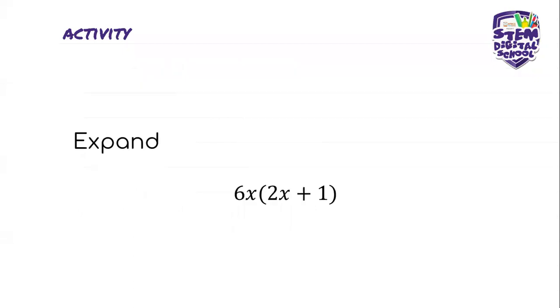Right, that was the end of the previous activity. Now I want you to expand the following. Just expand the following, and then you need to multiply the bracket by the term that is outside the bracket, 6x times 2x plus 1. Can we quickly expand this, or can we just expand if we can?